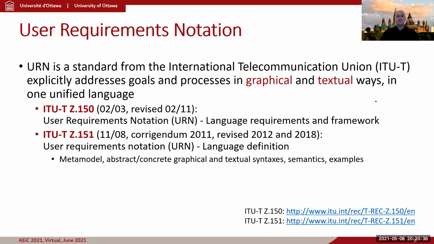Whereas at the process level, usually what is more common is to reason in terms of execution, simulations, tests, and performance analysis. Going back to the user requirements notation, this is something that has been developed for the past 20 years. It has been standardized by the International Telecommunication Union, ITU-T, which is a United Nations entity, to explicitly address goals and processes in graphical and textual ways in one unified language. So we started with the requirements for designing the language itself around 2003. And we came up with the first release of URN in 2008 with revised versions in 2012 and 2018. And please note that the standard is also available for free online.